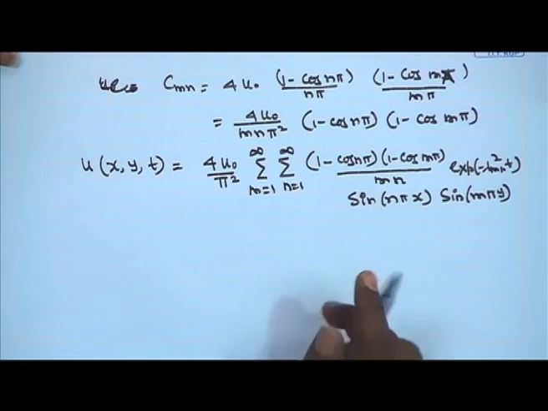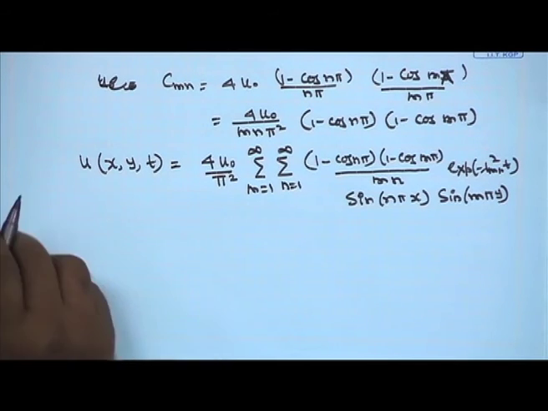Now, I will be solving one more problem. In this particular case we have considered the Dirichlet boundary condition. If one of the conditions is Neumann, that means the boundary at that particular location is insulated, then how does it look? So, the next example that I will be solving is this.